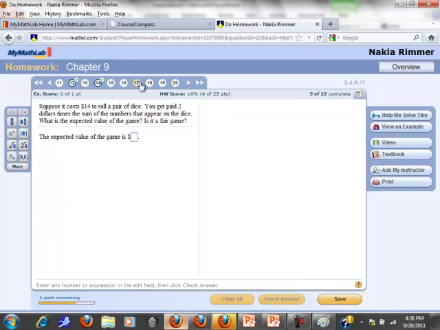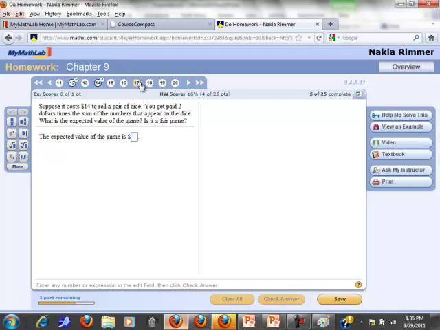Suppose it costs $14 to roll a pair of dice. You get paid $2 times the sum of the numbers that appear on the dice. It's a long question. What is the expected value of the game? Is it a fair game?